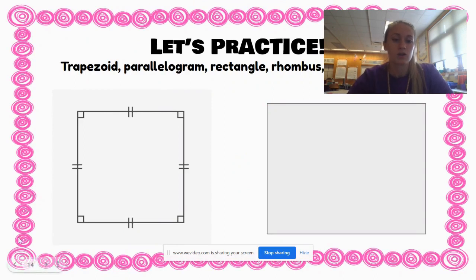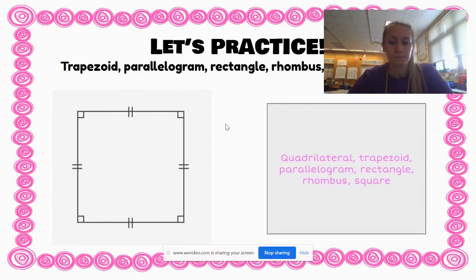Let's practice. A trapezoid, parallelogram, rectangle, rhombus, and or square. What do we think it is? It is a quadrilateral, it is a trapezoid, it's a parallelogram, a rectangle, rhombus, and square.